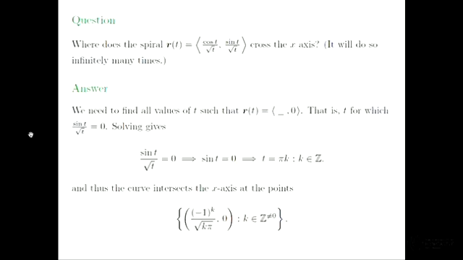Okay, so we need to figure out all the values of t so that the second component here is 0. That is t for which sine t over root t is 0, which we can easily solve. We can just get rid of the denominator, because that can only bring us to 0 if t goes to infinity. This means sine t has to equal 0, which means that t is pi k such that k is in Z. So that's probably where we're grabbing our multiples of pi from. And thus the curve intersects the x-axis at these points.